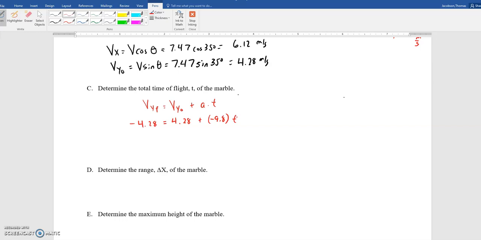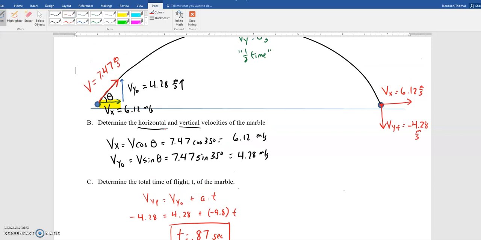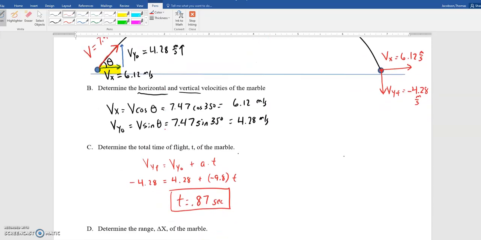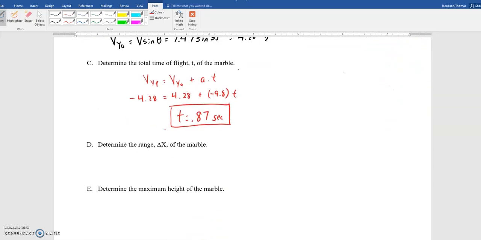So when we do the algebra on this, we get 0.87 seconds. So that is the time for the marble to leave the marble launcher and land at the same height from what it was released. So 0.87 seconds.